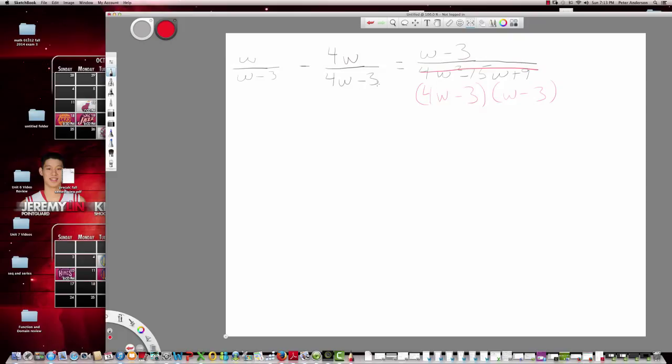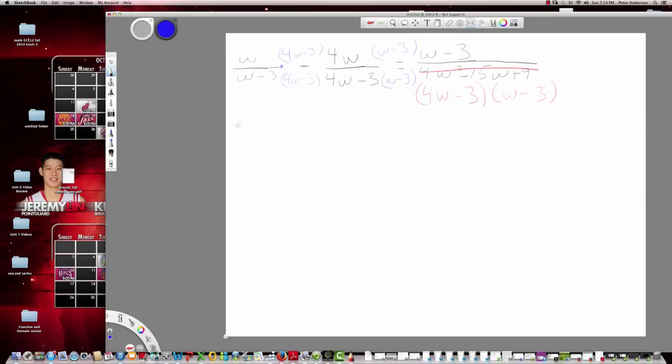So now, all I need to do is make sure that this denominator needs a W minus 3, this denominator needs a 4W minus 3. So I'm going to do this in a different color. Let's see if we can get it to work. Yes, we will. Okay, so I'm going to multiply top and bottom by 4W minus 3 and 4W minus 3. And then on this guy, he needs a W minus 3. So he's going to be multiplied by W minus 3 and W minus 3.